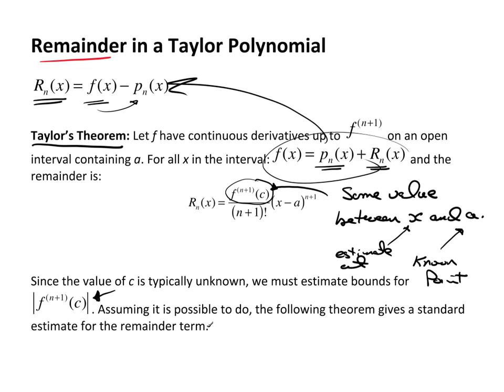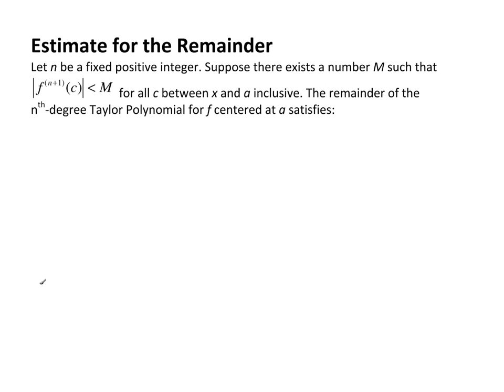This following theorem actually gives us a standard estimate for the remainder term. In other words, we're going to figure out reasonably what this maximum value could be. So, the estimate for the remainder: let n be a fixed positive integer. Suppose there exists a number M such that the n plus 1th derivative evaluated at c, this unknown value, is less than M. So M is like this upper bound for all c between x and a inclusive. Inclusive simply means I can include the boundary points.